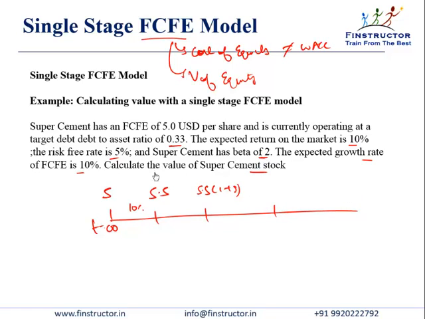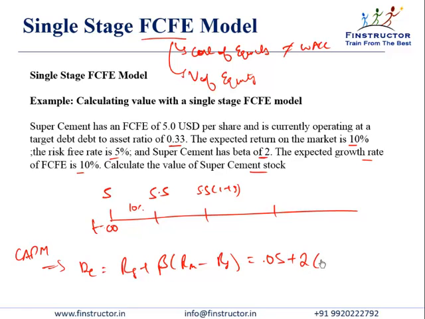The beta is given, the risk-free rate is given. I can apply the CAPM to compute the cost of equity, or the cost of equity will come out to be RF plus beta times RM minus RF, that will be equal to 0.05 plus beta into RM, that is 10%, minus RF, that is 5%, which will come out to be 0.15 or 15%.